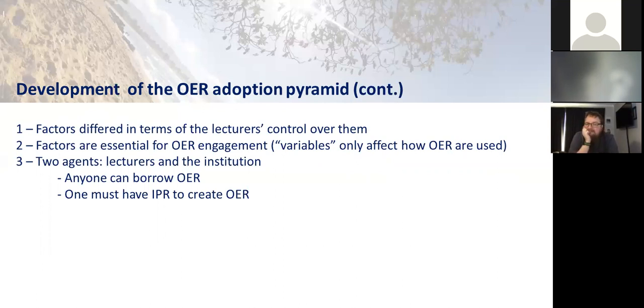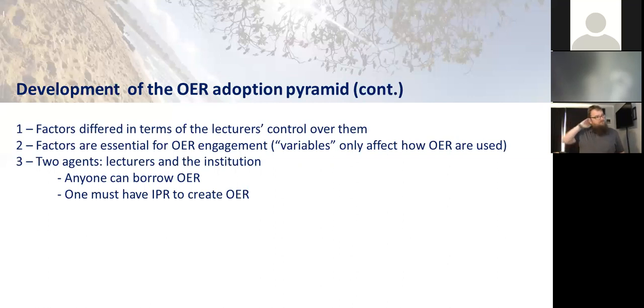The factors that they've included in their pyramid are those that are essential for OER engagement. So we're not looking at variables, which was another term that they used in their research. The variables simply affect how OER are used. What they prefer to look at with this framework is the factors that impede or encourage OER engagement. They also discovered that there were two agents involved that had tension between them, the lecturers and the institution. So again, I mentioned earlier, the lecturers have a varying amount of control over the factors, while the other agent at play is the institution. So where the institution cedes control, the lecturer gains it.